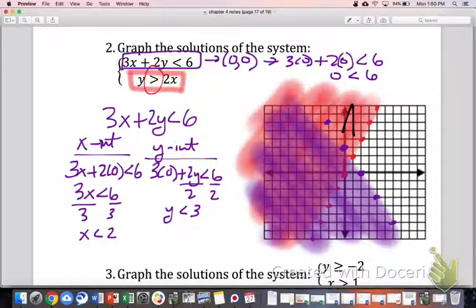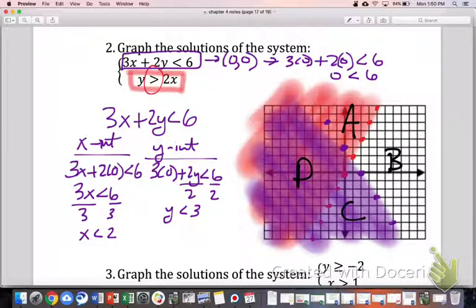A way that I could ask you this question is I could give you a graph and I could label this as region A, this is region B, C, and D. And I could say which region is your answer region. And you would say D. Yeah. Does that make sense? Any questions at all? All right, fair enough.